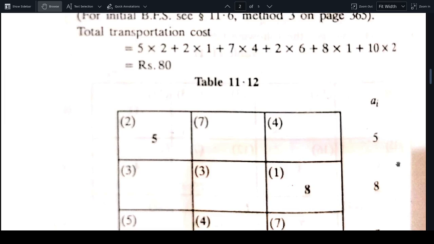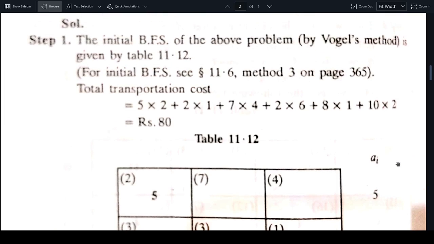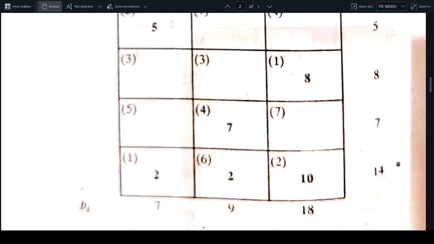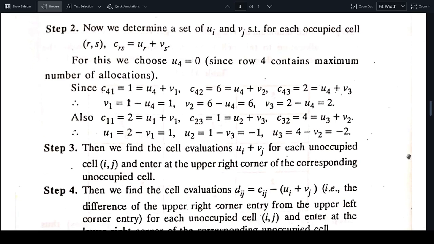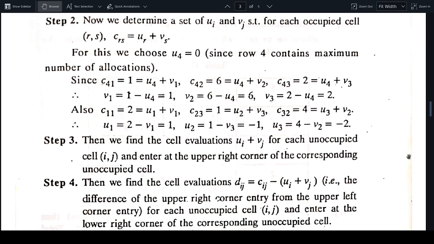So what are the steps? First, we determine Ui and Vj for each occupied cell. Ui and Vj are calculated from occupied cells. Occupied cell means where allocations are given. From Ui and Vj, one of them, either U1, U2, U3 or U4, or V1, V2, V3, V4, is set equal to 0. This depends upon the maximum number of allocations present in which row or column.